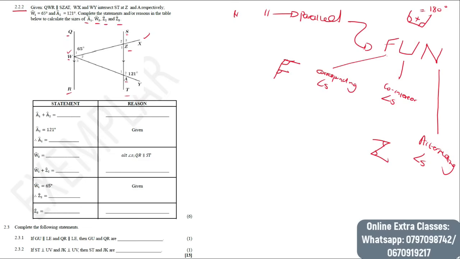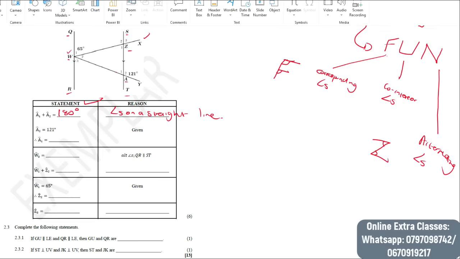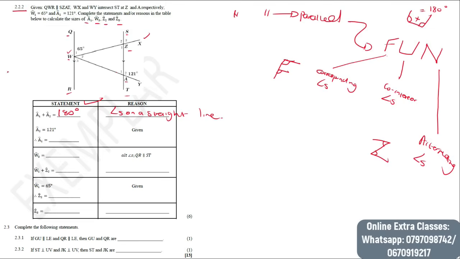So here we can see that firstly we are told that angle A1 and angle A2 are equal to something. So guys, if we check angle A1 and angle A2, we can see that these are angles on a straight line, and we know that angles on a straight line add up to 180 degrees, and the reason for that will be angles on a straight line, right? So let's remove this so that we have enough space. Okay, so now we are done with the first one.